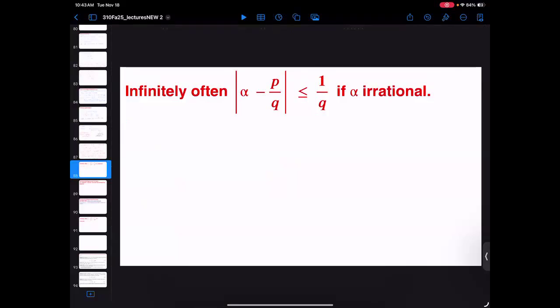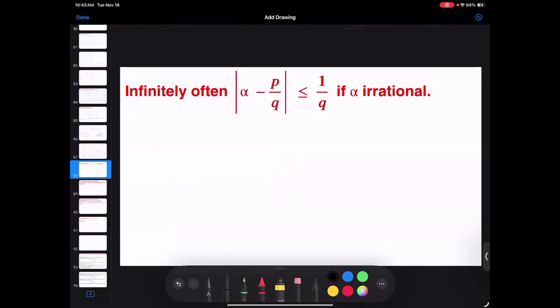Okay, this is not that surprising. I can't use a certain phrase because then YouTube could slap some language warning on this, but this is the no duh theorem. Right? Imagine alpha is in 0, 1. So without loss of generality, alpha is in 0, 1.